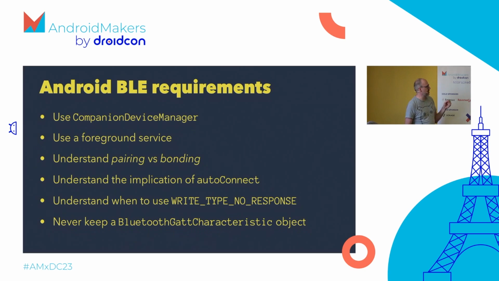And then one important thing to understand also is the constant write type no response. What does that mean? When should you use it? Why is it good to understand? And again, don't keep a reference to Bluetooth GATT characteristic.